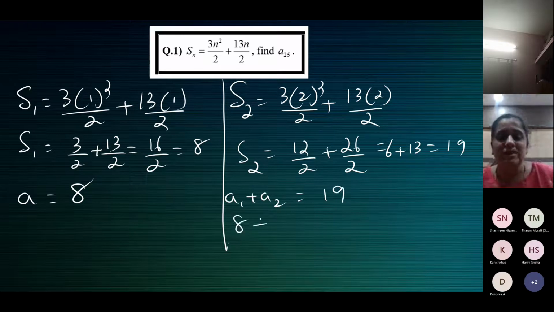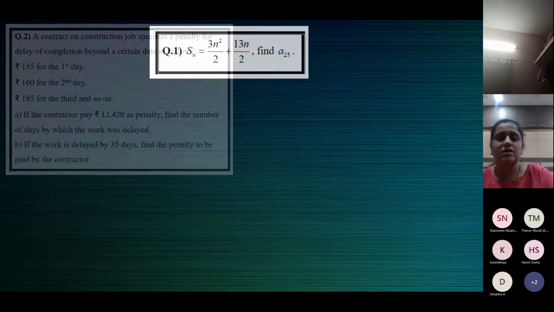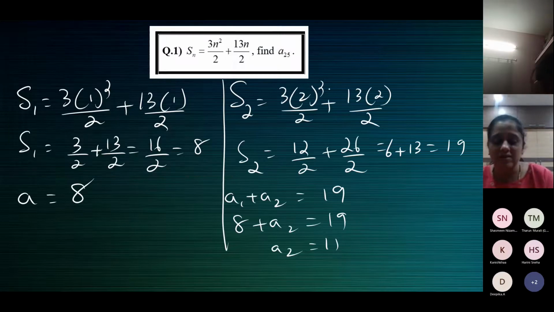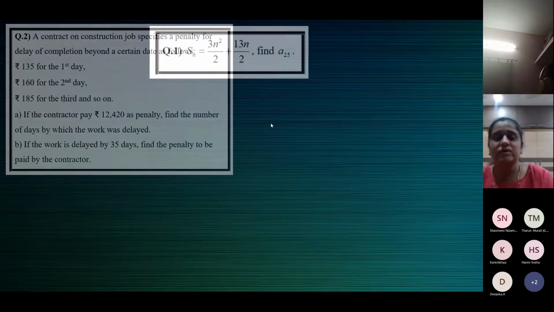So 8 plus A2 is equal to 19. So A2 is equal to 11. Now we need to find the common difference, which is A2 minus A1. So D is equal to 11 minus 8, which is how much? 3.